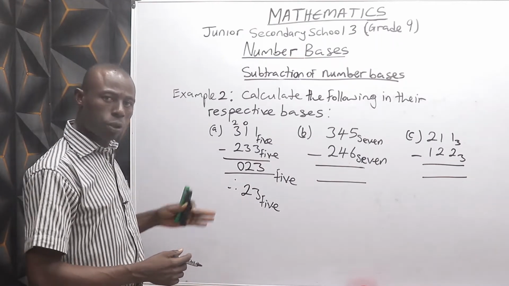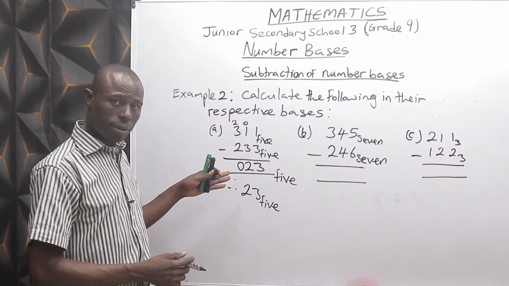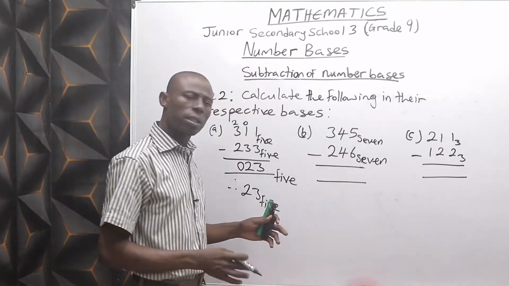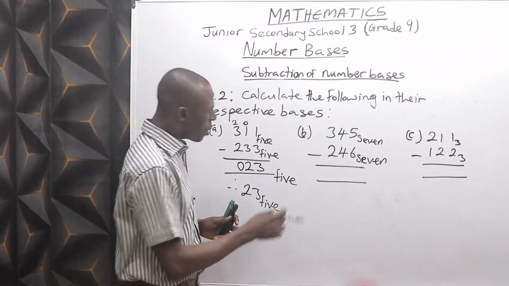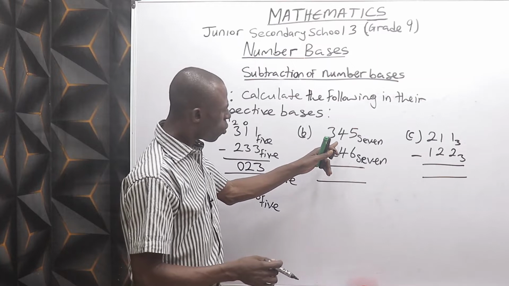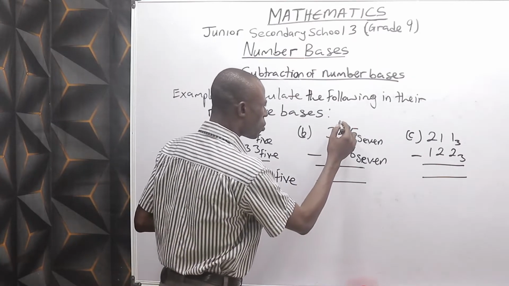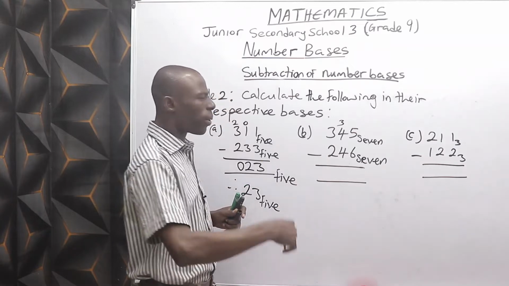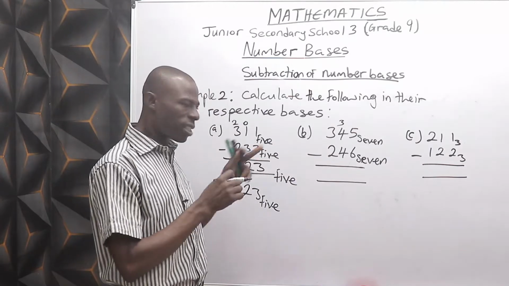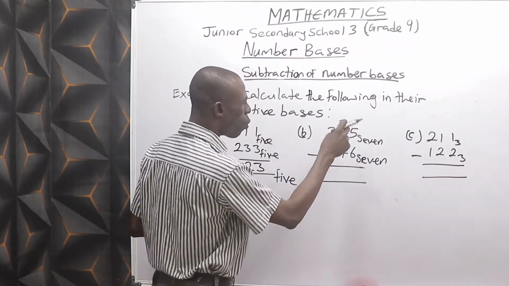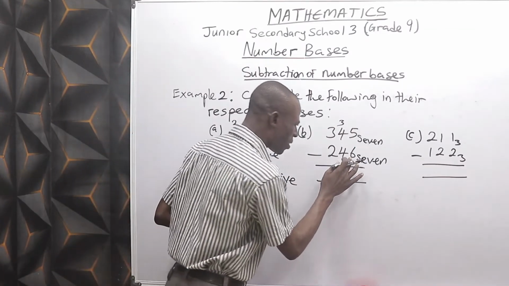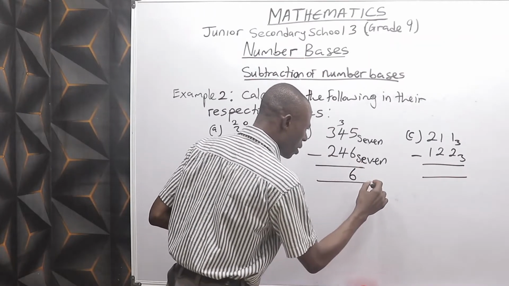Let's go to B. Let me check up. Do you understand this question 2A? Good. Subtract 6 from 5 in base 7. It's not possible to subtract 6 from 5. So we borrow 1 from this 4. So the 4 remains 3. The one we borrow, as soon as we take it up, it turns to our base, which is 7. Add the 7 to 5, and that is 12. Subtract 6 from 12, it gives you 6 in base 7.